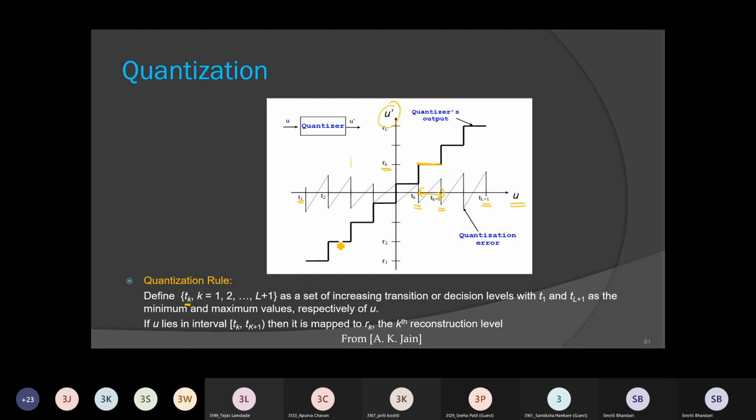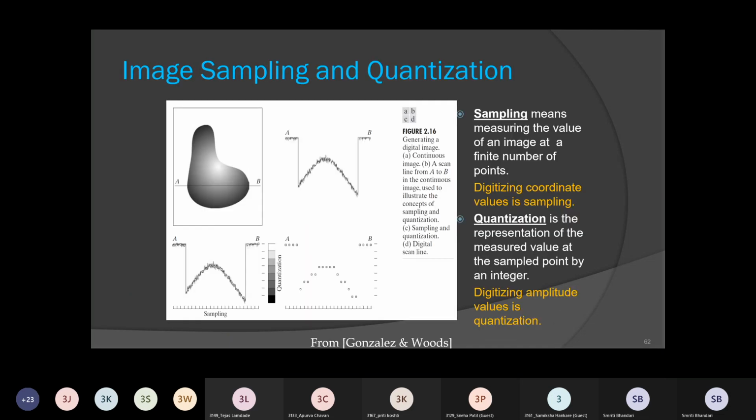Yes, ma'am. Fine. So we are applying two concepts to form a digital image, and that is sampling and quantization. So I'll be explaining to you this process of image sampling and quantization, and then we are going to conclude this session. So see here, let us assume that whatever you are looking at, this is our image. Okay, so this is my continuous image.